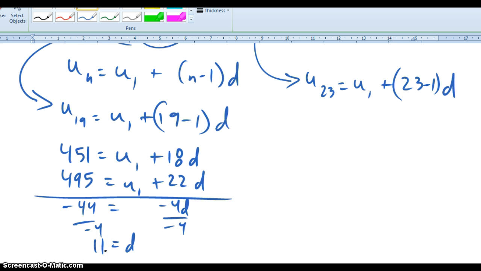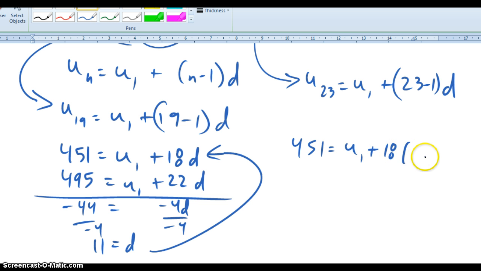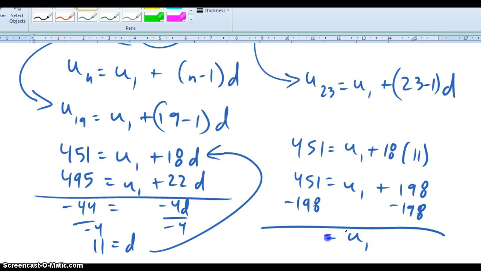Pretty straightforward, right? And then once we get d, we plug it back into either one of these to figure out what u sub 1 is. So let's plug it back into the first one. We have 451 equals u sub 1 plus 18 times 11. So 451 is u sub 1 plus 198, I believe. So then that's going to be 253. So u sub 1 is 253.